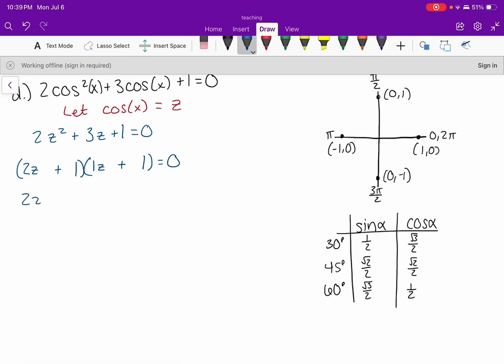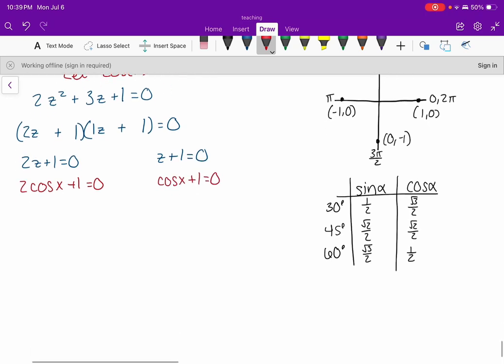So I get 2z plus 1 equals 0, and I have z plus 1 equals 0. But be careful here. It's not just z. We've got to plug our cosine back in. So I get 2 cosine x plus 1 equals 0, and I have cosine x plus 1 equals 0. Oh, sorry, y'all. I'm working ahead. Solve these for cosine x. I get cosine x equals -1/2, and cosine x equals -1.